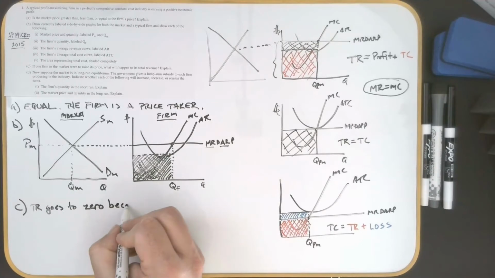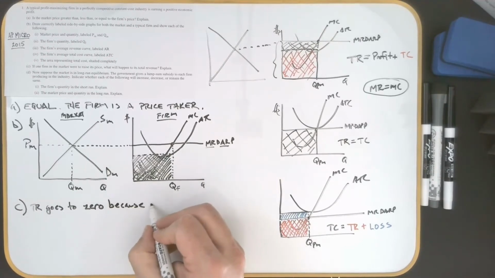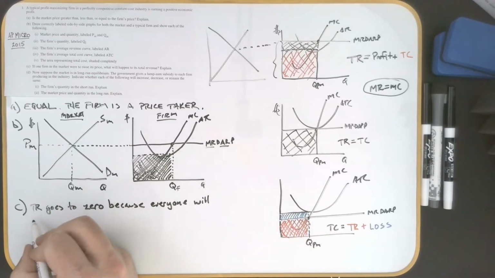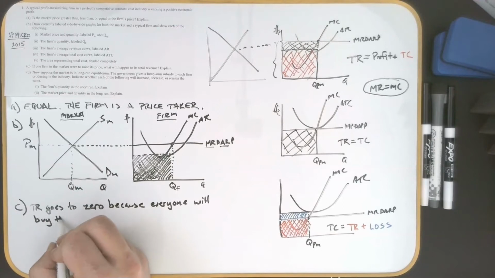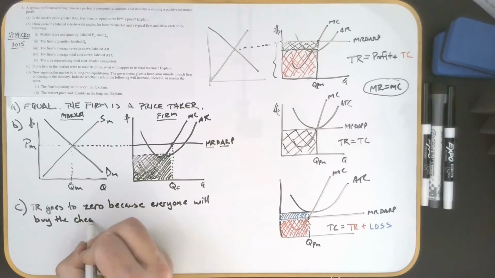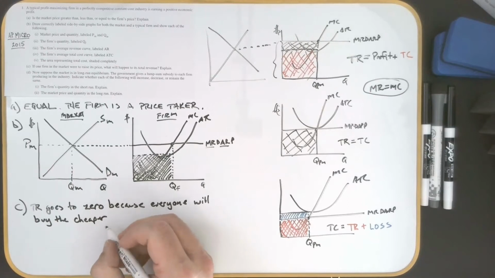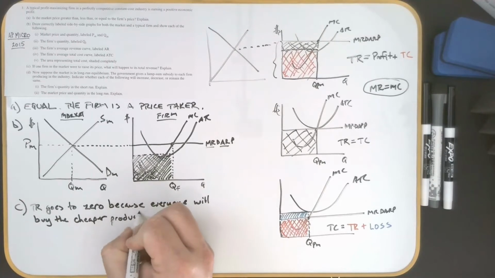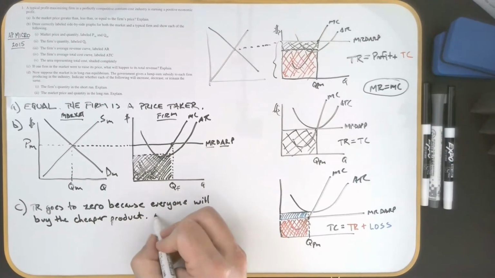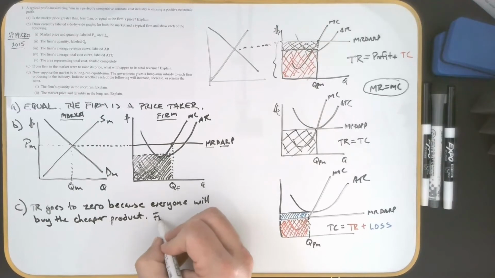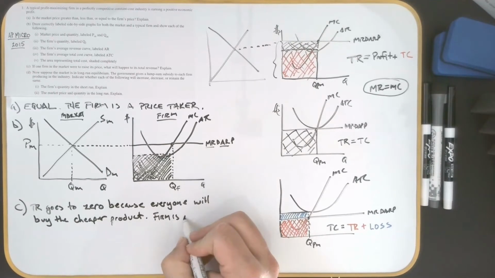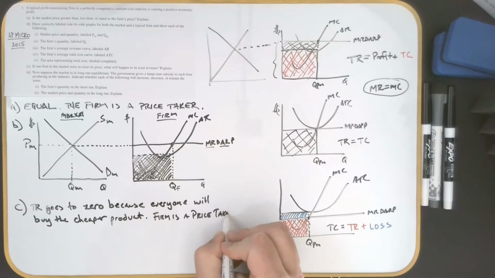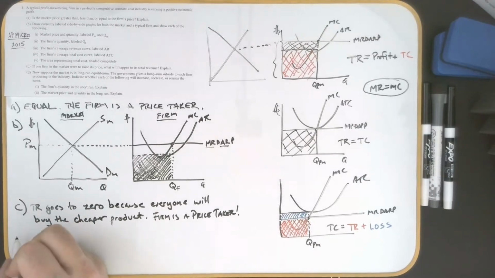Because everyone will buy the cheaper product. And once again, the firm is a price taker, and if you don't take the price, not good for you. Okay, and there's your explanation.